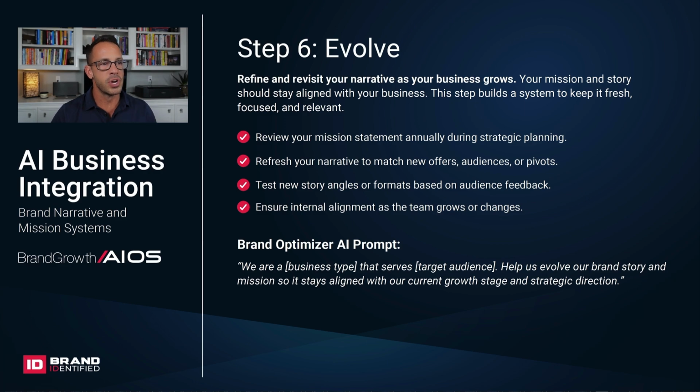So review your mission statement annually during strategic planning. Refresh your narrative to match new offers, audience, or business pivots. Test new story angles or formats based on audience feedback, and ensure internal alignment as your team grows or changes. And then I've created another BrandOptimizer.ai prompt for step number 6.